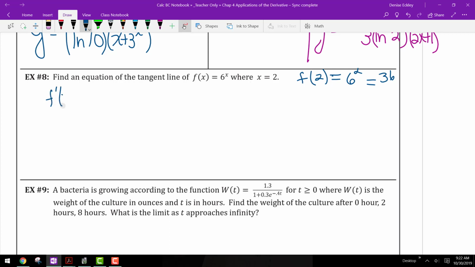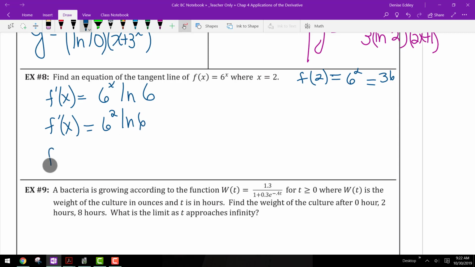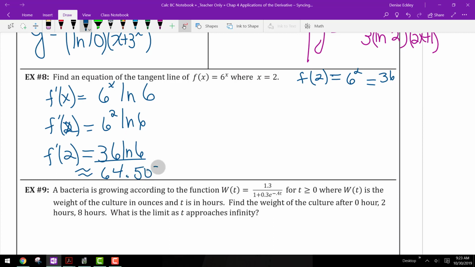So f prime of x is going to equal 6 to the x ln of 6. So f prime of 2 is going to be 6 squared ln of 6, which is 36 ln of 6. And if you're allowed to use a calculator for this problem, this is approximately equal to 64.503.